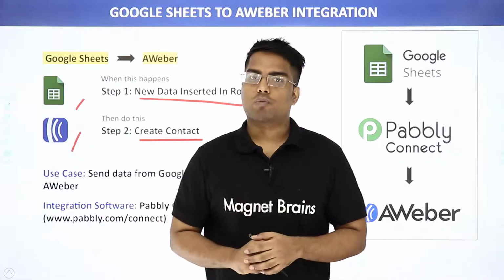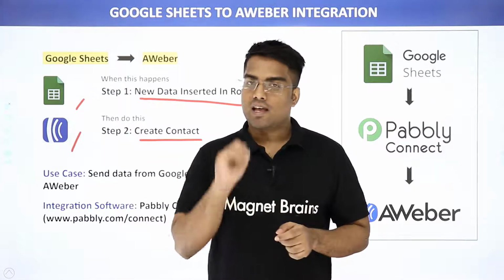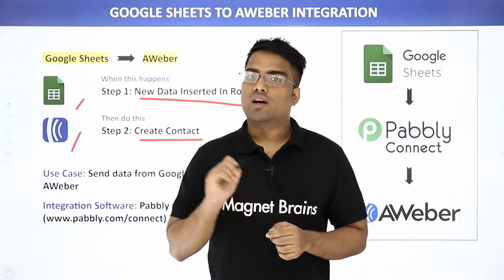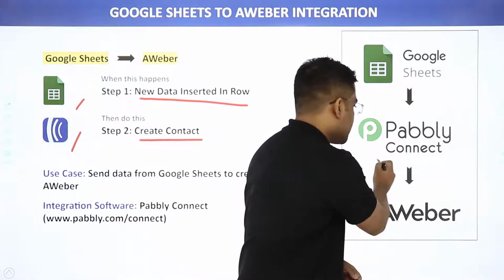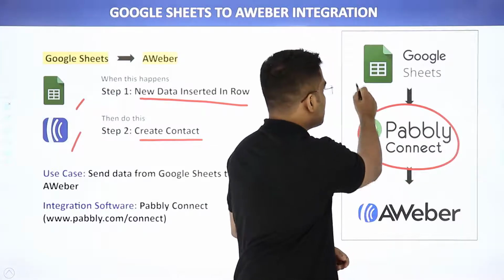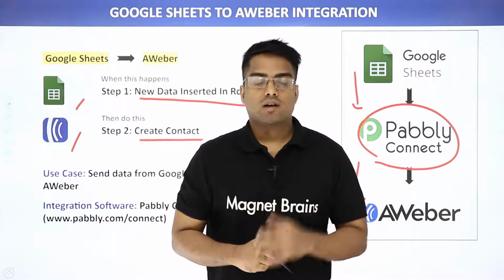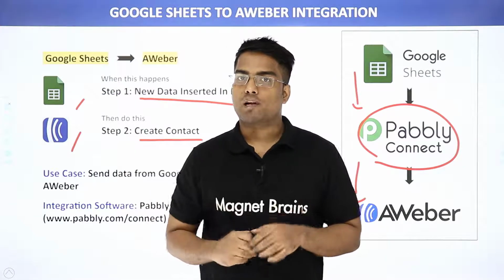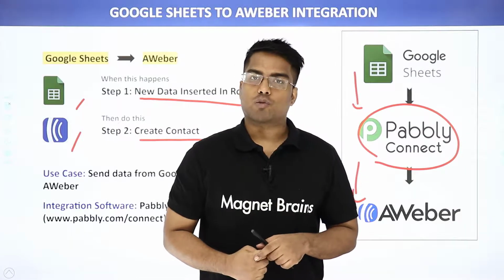However, there is one minor problem. There is no direct integration between Google Sheet and Aweber. In cases like these, we need to bring a third app to connect them both. In this video, we will use Pabbly Connect to integrate Google Sheets and Aweber. And the best part of using Pabbly Connect is, there is no need for coding skills or programming language. It can be done in 2 easy steps. Let me show you on my screen.